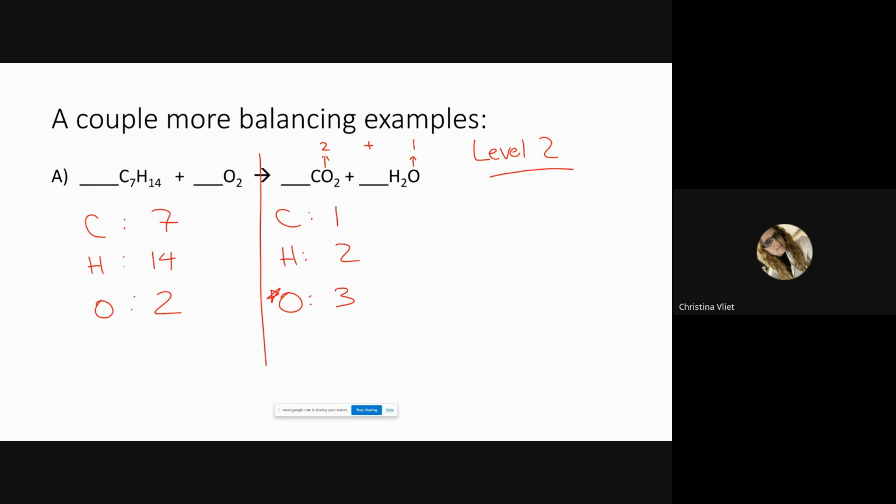What number do I put in front? Because we're multiplying these two, so it's 7 times 1 is 7, because we have to multiply.